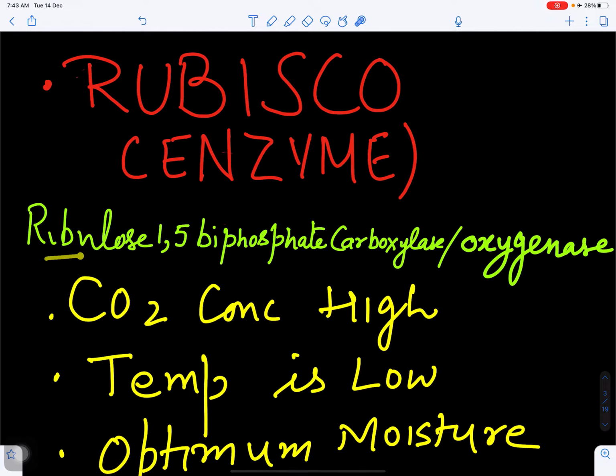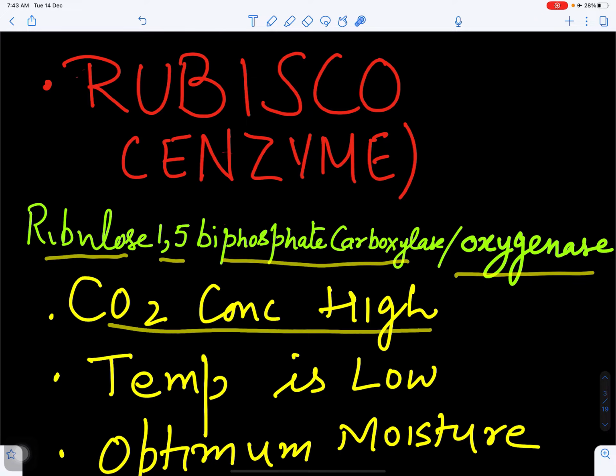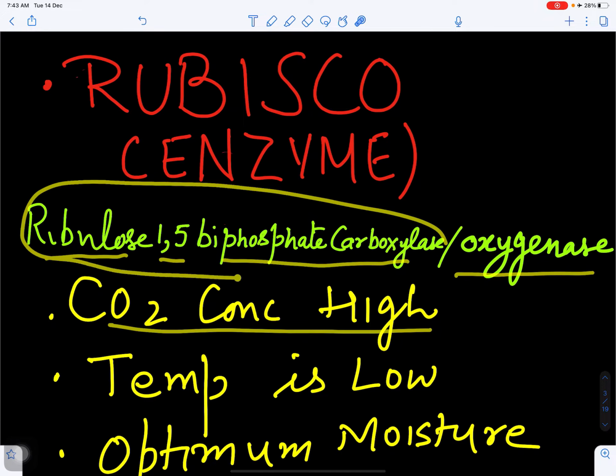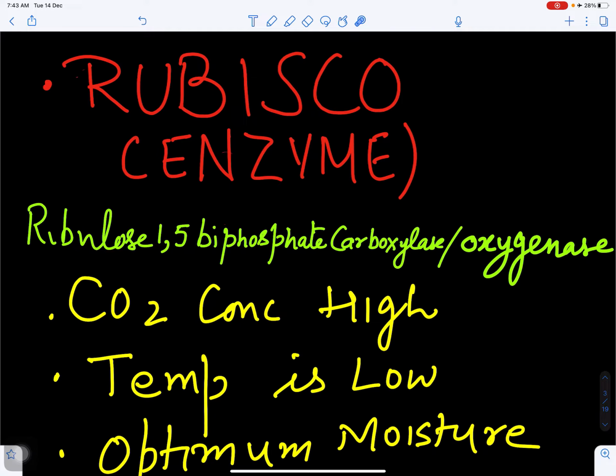Now what does this enzyme say? Its full form is ribulose 1,5-bisphosphate carboxylase oxygenase. If carbon dioxide concentration is high, then this part of the enzyme, ribulose 1,5-bisphosphate carboxylase, will become activated. This will help in fixation of carbon dioxide. But if carbon dioxide concentration is low, then the ribulose 1,5-bisphosphate oxygenase part will be activated, and that will help in photorespiration. That we have discussed in another video. The link will be shared in the description box.